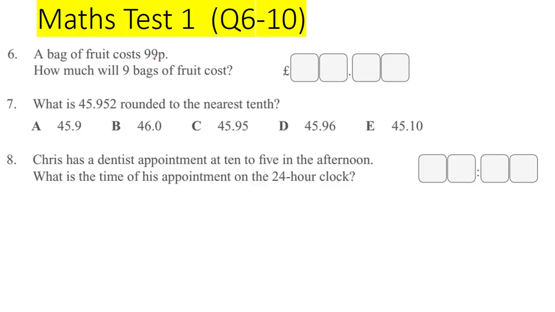A bag of fruit costs 99p. How much will 9 bags of fruit cost? Now, if one of them is 99p, to find how much 9 of them are, we're going to need to times by 9. So I've got 99 and I'm timesing by 9. 9 times 9 is 81, so write 1 carry 8. And then 9 times 9 is 81, plus 8 becomes 89, right?